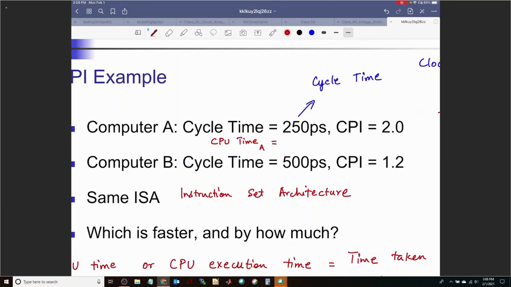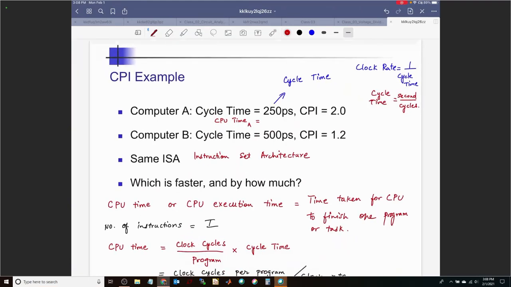I've got 250 picoseconds as seconds per cycle, and I have 2 cycles per instruction. So if I take CPI and multiply by I, what do I get? Clock cycles per instruction, multiplied by I, which is the number of instructions, simply gives the total number of cycles. And each cycle needs 250 picoseconds.